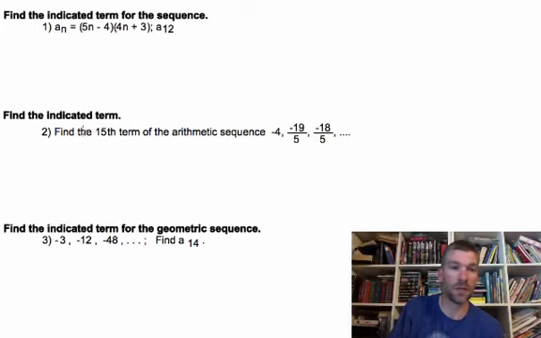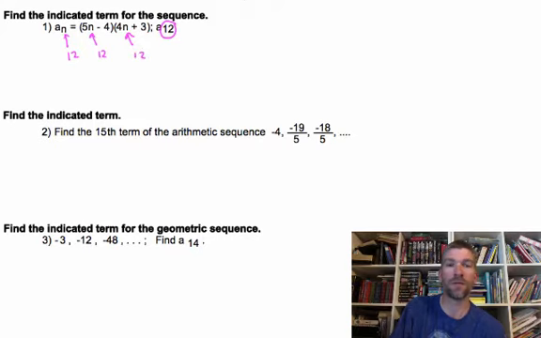Okay, for your test review, let's dive in. And looking at question number 1, find the indicated term for the sequence. In this case, we're indicated the 12th term, which means that everywhere we see n, we're just going to put 12 in its place. So 12 will go here, which means 12 will go here, and 12 will go there.